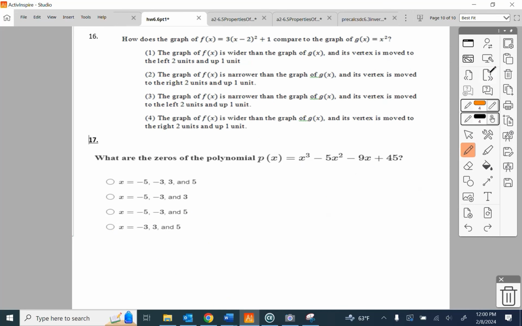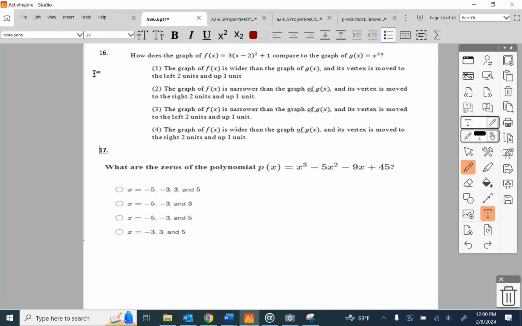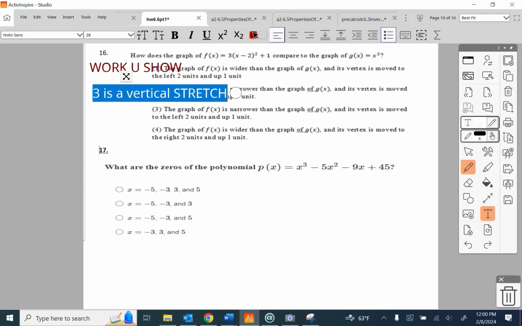I'm going to do both of these, even though 17 is the only one that's highlighted. How does the graph of f of x equals 3 times x minus 2 squared plus 1 change? There's a couple of different transformations here. There's that 3. And by the way, here's your work. You show. It's not just to pick one. 3 is a vertical stretch. Probably should pick a different color here. Vertical stretch. It's going to show up well.